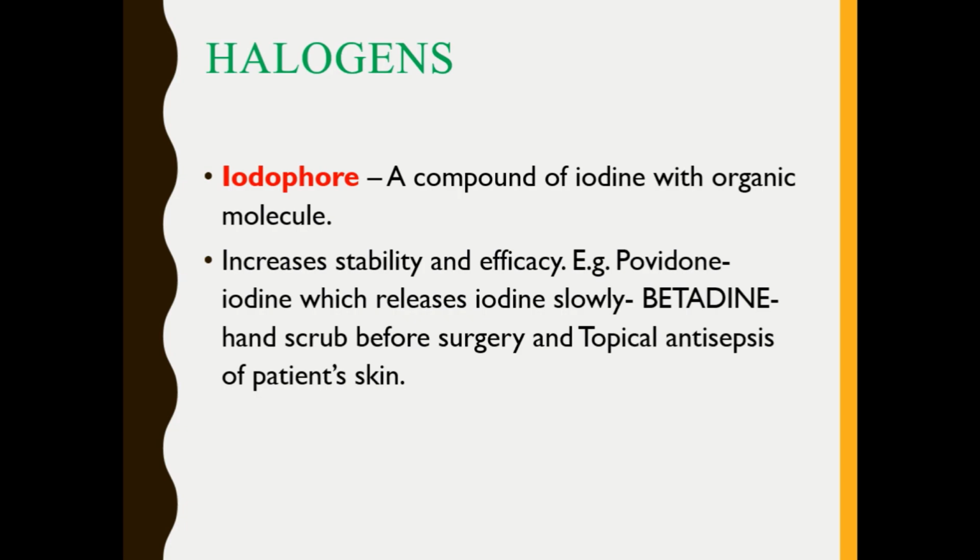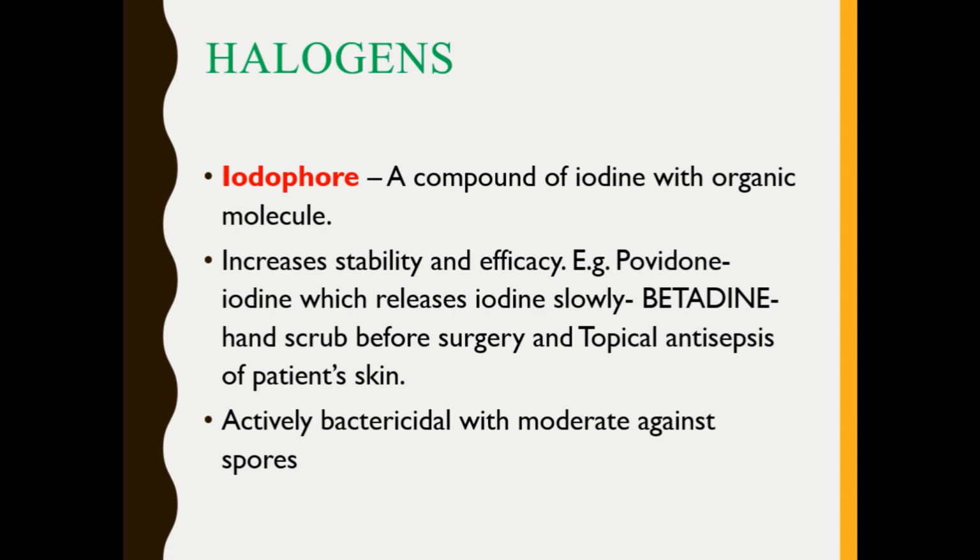The commercially available solution of povidone is betadine. Everybody is well known about betadine. It is commonly used as a hand scrub before surgery and also for topical application, that is the antisepsis for the patient's skin, and it is most widely used. Betadine is familiar for most people working in the medical field, and it is actively bactericidal with moderate activity against spores. Although it is moderate against spores, it is able to act to some extent on spores also. It is also active against tubercle bacilli as well as viruses.